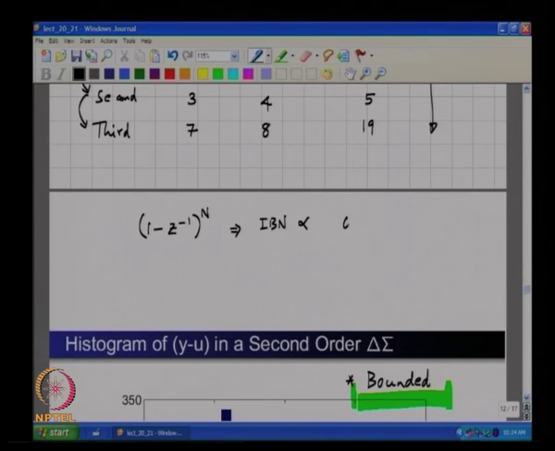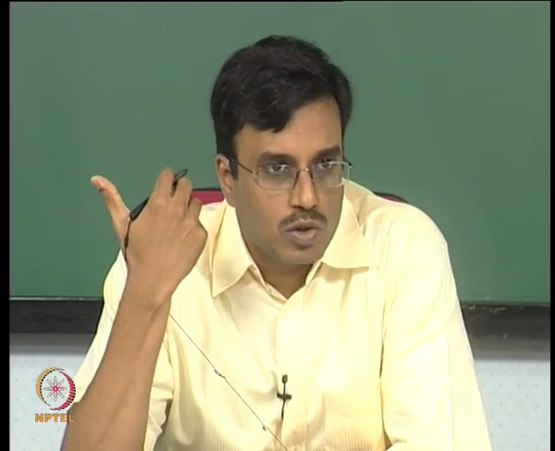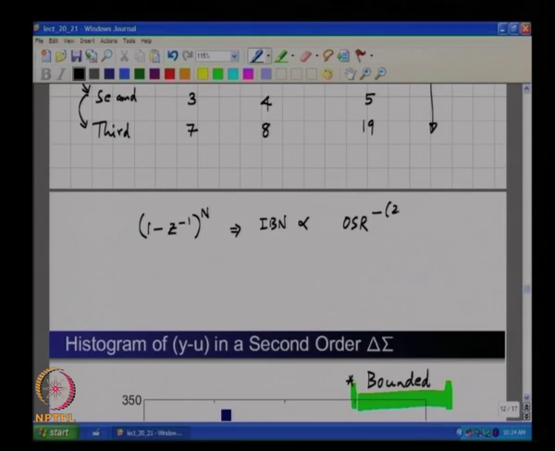The noise will be proportional to OSR. (1 minus z inverse) to the n means that the noise transfer function at low frequencies goes as omega to the n. So, when you square it you will get omega to the 2n, and when you integrate it you get 2n plus 1. So, this must go as OSR to the power minus (2n plus 1).